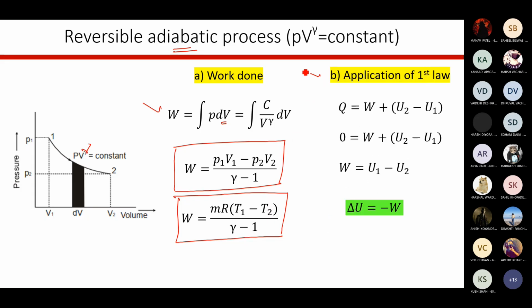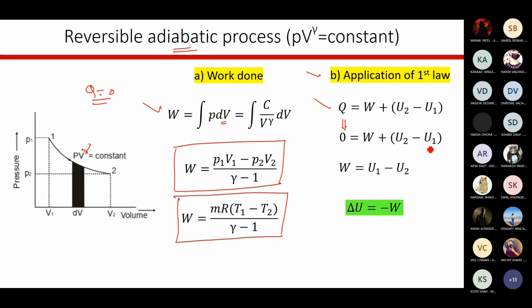Now part B, application of the first law of thermodynamics. So you can write Q is equal to delta U plus W, right? Same expression which we have been following throughout. Then we know for an adiabatic process, Q is 0. There is no heat transfer. Q is 0 for an adiabatic process. So I am just putting that value here.